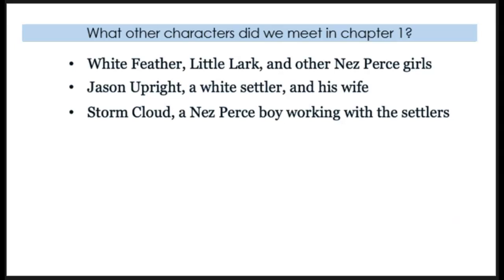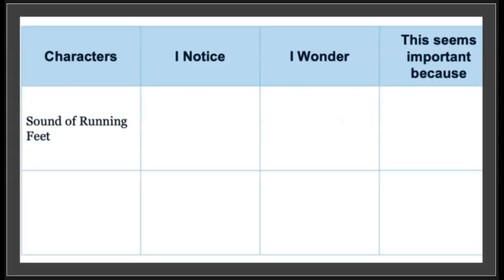So what other characters do we meet in chapter 1? We meet, and you can add these to your Day 8 Instinct Journal, White Feather, Little Lark, and the other Nez Perce girls. We meet Jason Upright, who is a white settler, and we met his wife. And we meet Stormcloud, a Nez Perce boy who is working with the settlers. Okay, so what did you notice and wonder? That's what we're going to think about next.